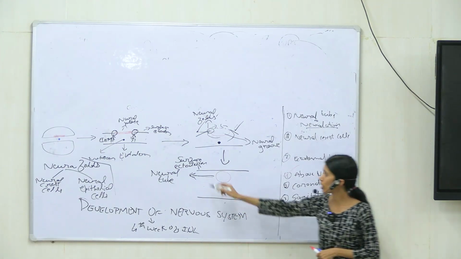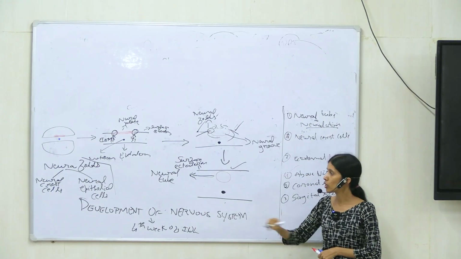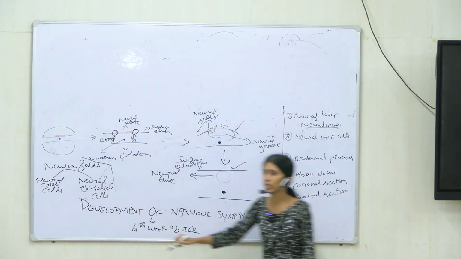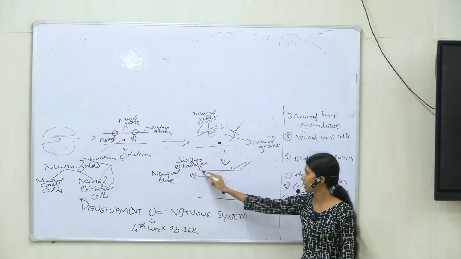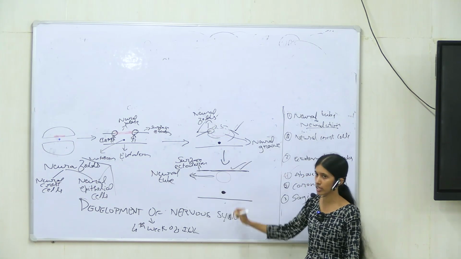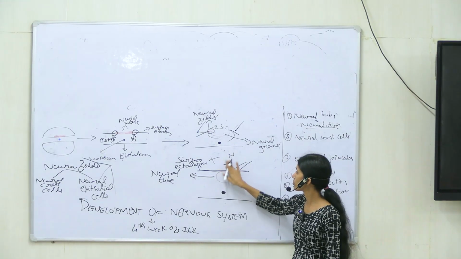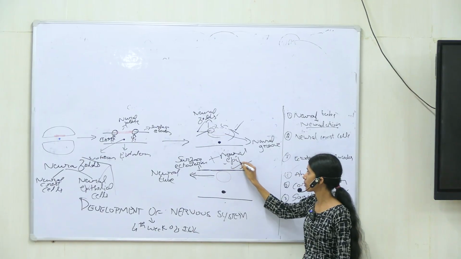Now we all know the surface ectoderm has two types of cells. The neural epithelial cells, this one, the second one is going to stay with your surface ectoderm only. So this layer that you are seeing is your surface ectoderm plus your neural epithelial cells part.